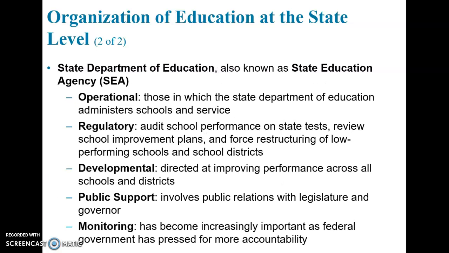The Department of Education, also known as the State Educational Agency, is directed by the chief state school officer. Their 5 activities include: 1. Operational. Operational activities are those in which the State Department of Education directly administers schools and services, such as the School for the Blind. 2. Regulatory.